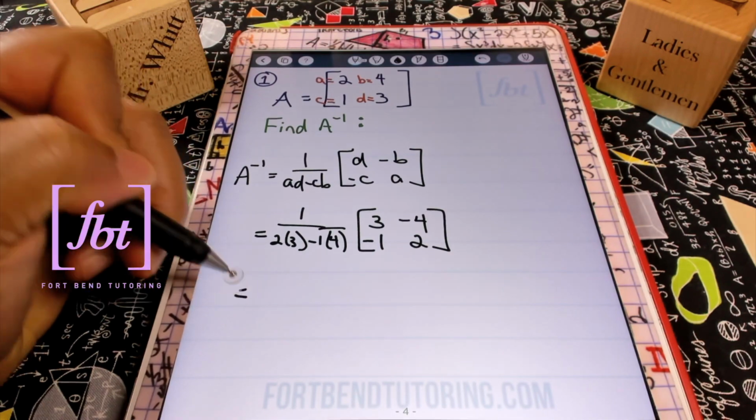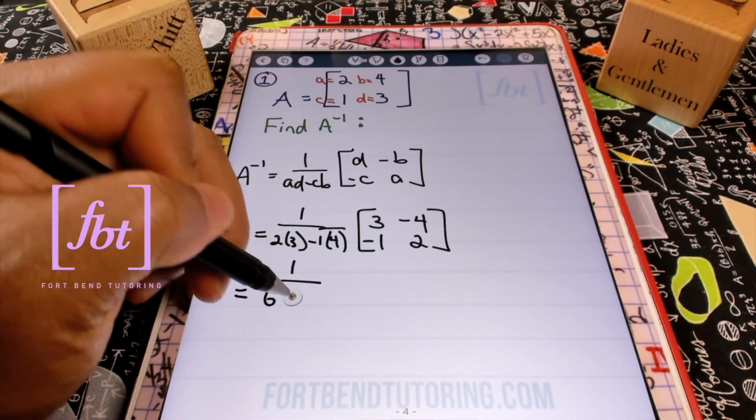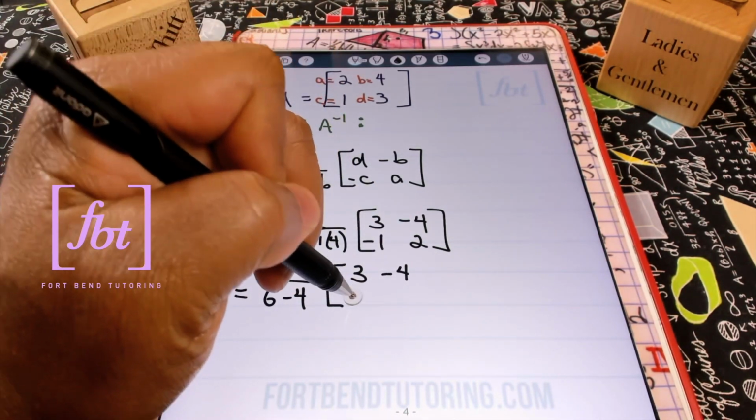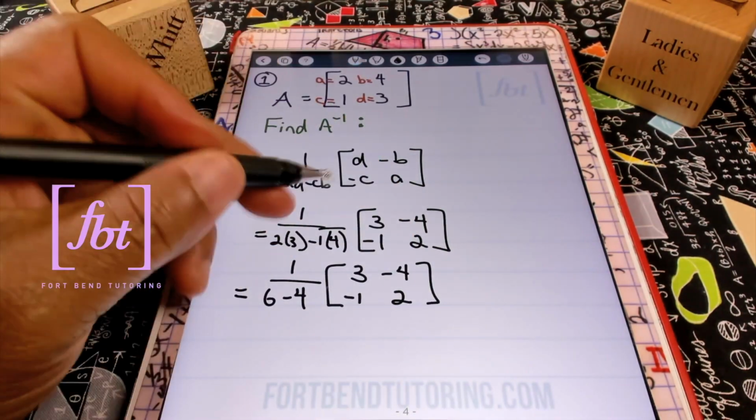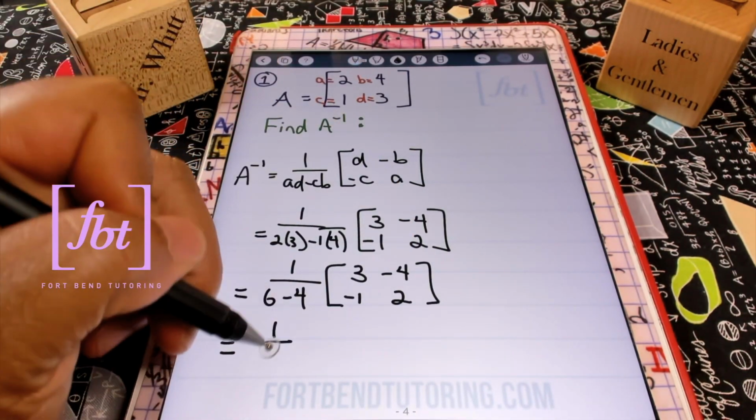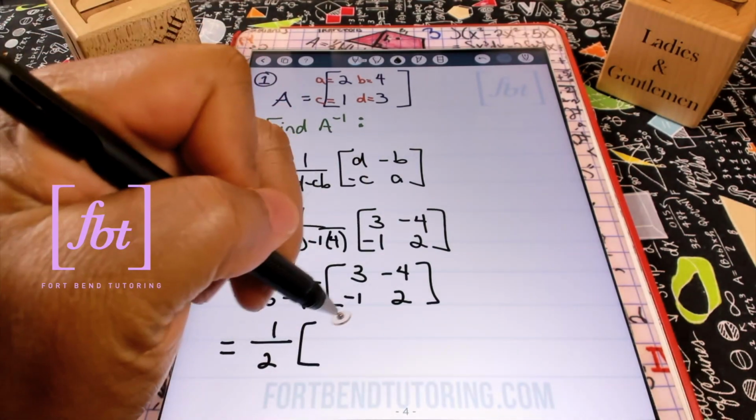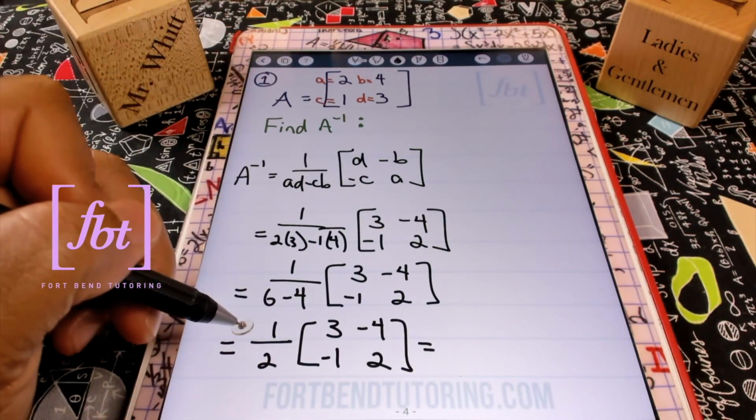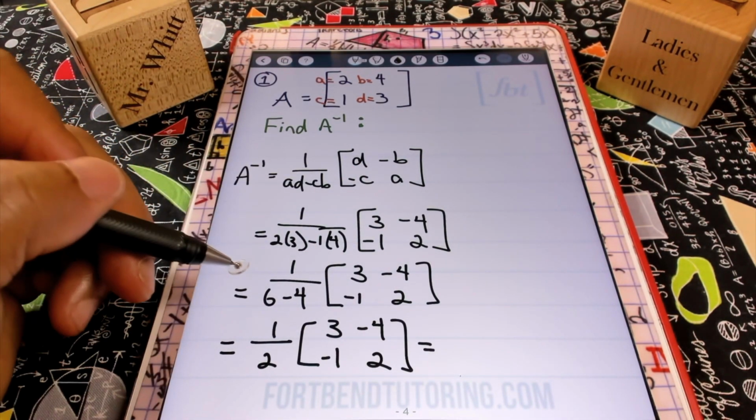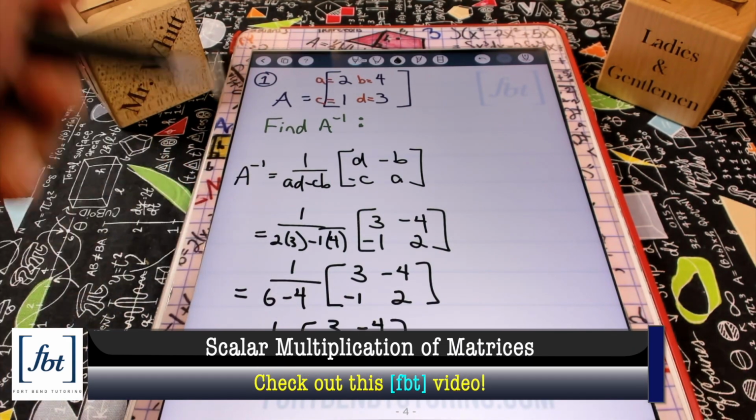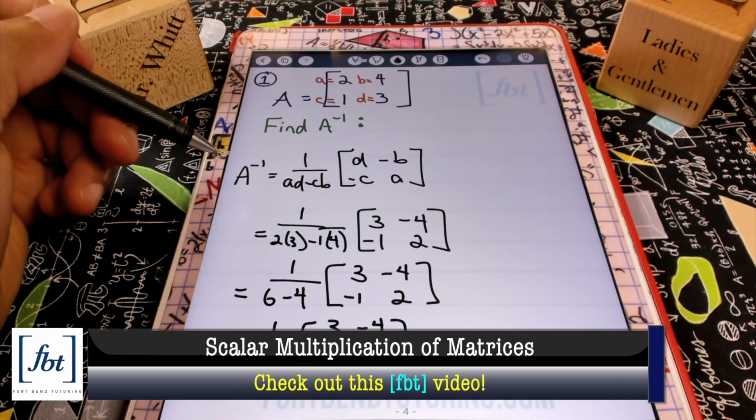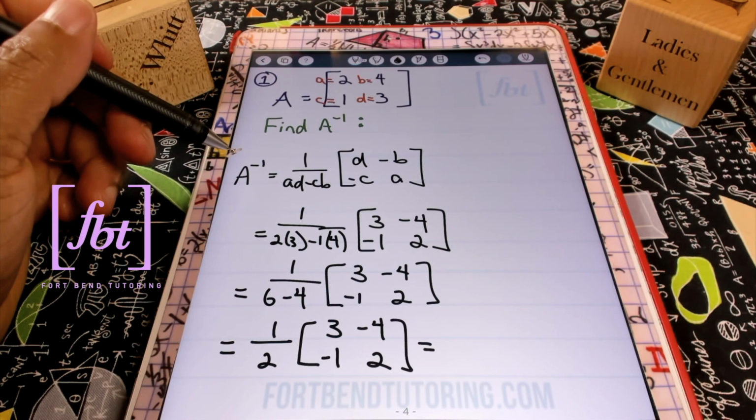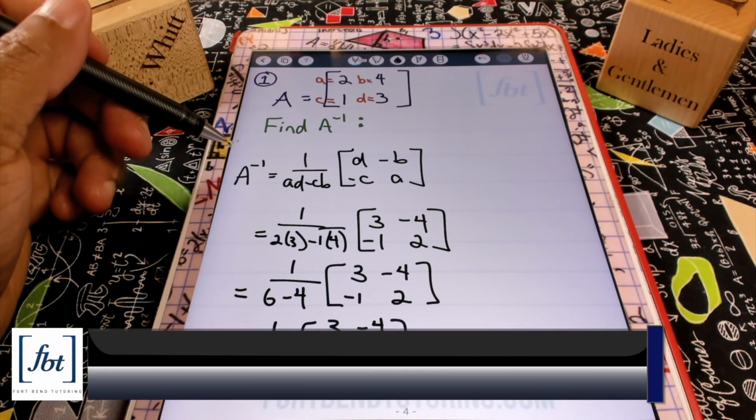We're going to simplify this by showing that we have 1 divided by 6 minus 4, and then we'll bring down that matrix which has 3, negative 4, negative 1, and 2, and then follow up with the fact that we now have 1/2 times the matrix 3, negative 4, negative 1, 2, and then distributing that scalar of 1/2. Be aware that we have a video with scalar matrices that can show you this, and we also have a video about finding the determinant of a matrix. Those 2 videos are very helpful to you, and you can find them all in our matrix playlist.